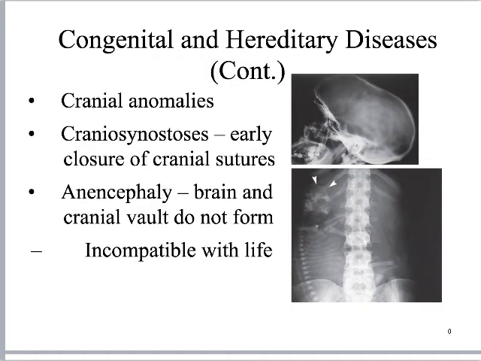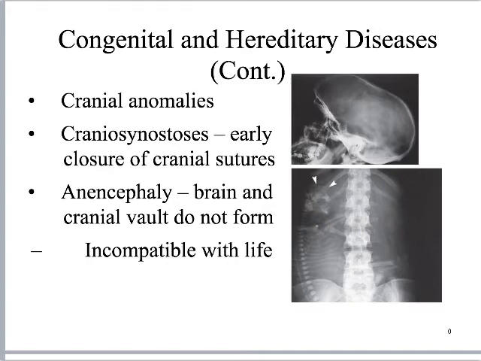Okay, continuing on with these congenital anomalies, hereditary diseases, the cranial anomalies. Craniosynostosis is early closure of the cranial sutures, so we can see that on the x-ray above. The sutures have closed, which has caused this irregular formation of the skull, because the brain still needs to grow even though the sutures have closed. Anencephaly, the brain and cranial vault do not form. This is incompatible with life.